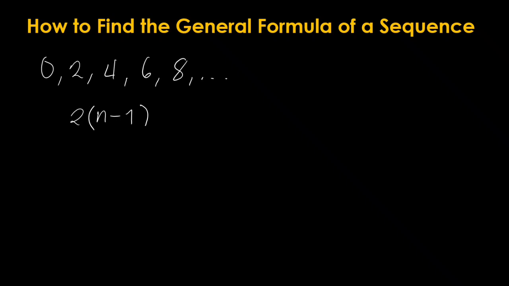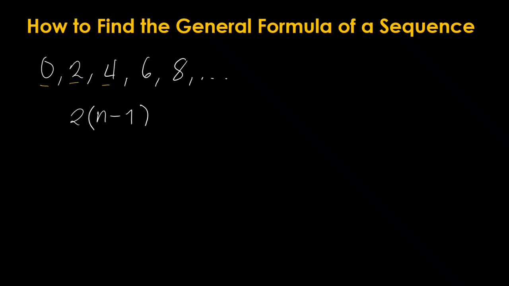When your n is 1, you have 1 minus 1 is 0. 0 times 2 is 0. So you get the first term. When your n is 2, for the second term, 2 minus 1 is 1. 1 times 2 is 2. We got the second term. When your n is 3, 3 minus 1 is 2. 2 times 2 is 4. We got the third term. You can continue the rest of the terms to verify it.